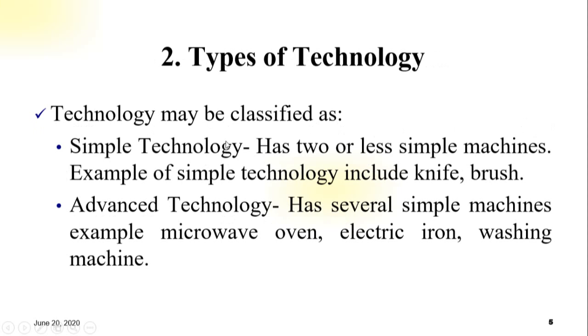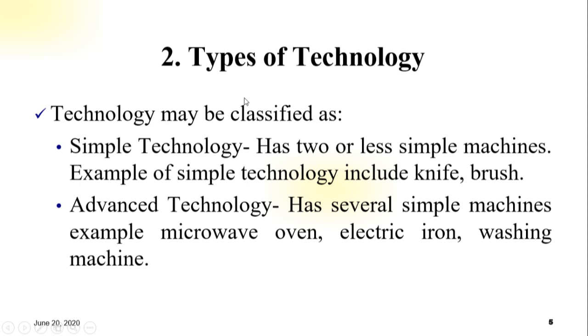But now we move to types of technology. At the moment we talked about what is technology, but now we move to types of technology. Here there are two types, or you can say technology may be classified as simple technology and advanced technology. Simple technology has two or fewer simple machines. Examples of simple technology include a knife and a brush.